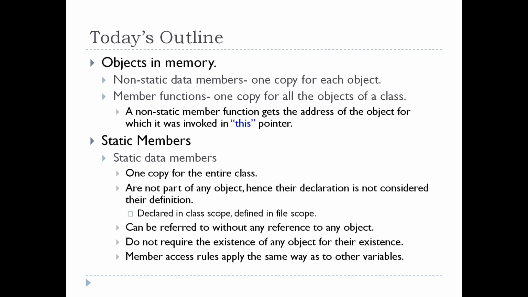They have a different meaning. So static members, for example, static data members. Static data members are those data members which are not part of any object. They are not tied to any particular object. In fact, they are tied to the class. So there is only one copy of the static data member for the entire class, not for every object.